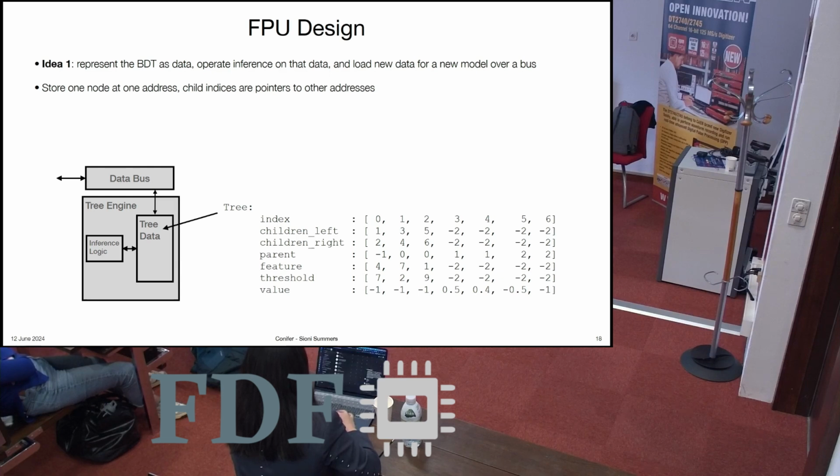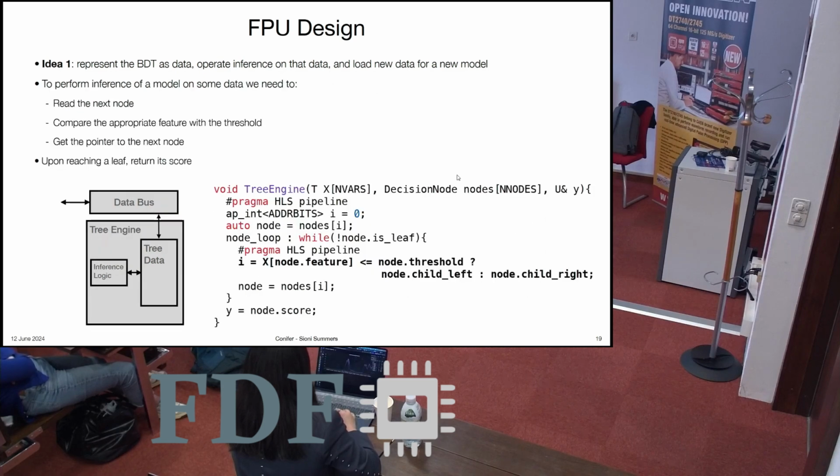So the base unit is what we've called a tree engine, where the data just goes into some memory, and then there's some simple logic for doing the tree traversal, which is now going back to the naive tree traversal, starting at the root and iterating until we reach the end. And there's a neat flat representation of trees that's used in scikit-learn and that we've adopted for this FPU as well.